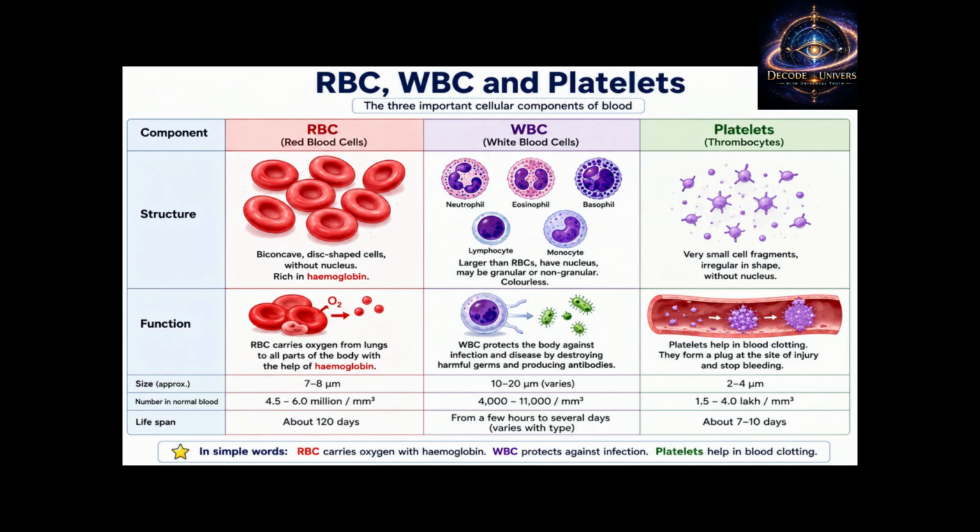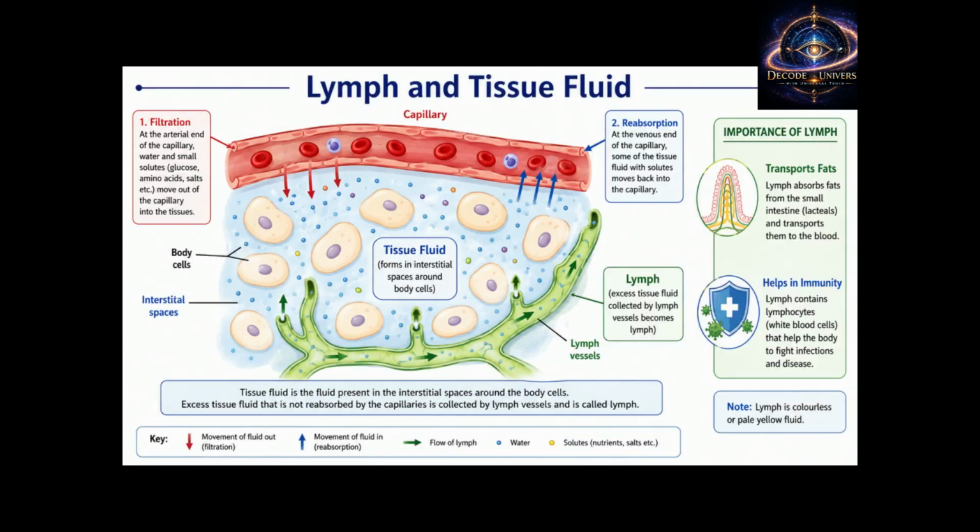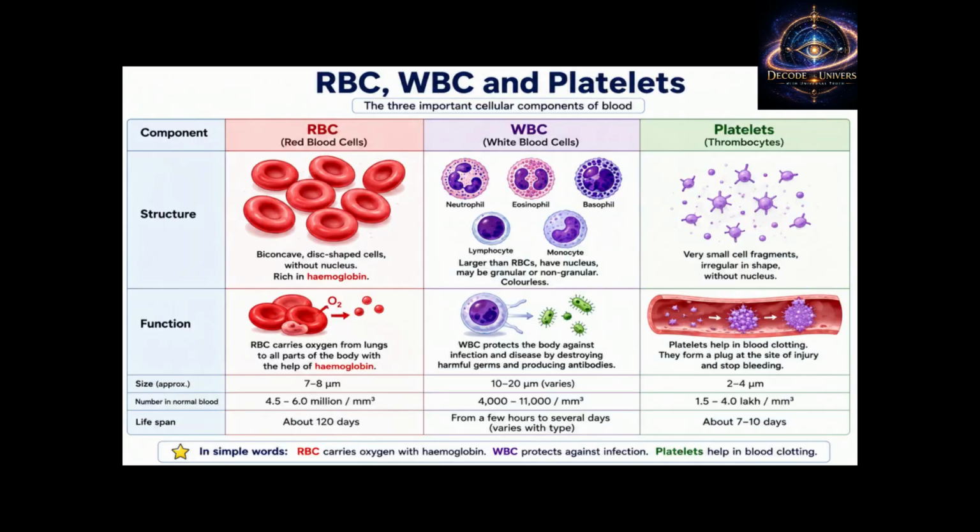Q9. What are WBCs? WBCs are white blood cells that help in immunity and defense. Q10. Name the 2 types of lymphocytes. B lymphocytes and T lymphocytes. Q11. What are platelets? Platelets are cell fragments that help in blood clotting.